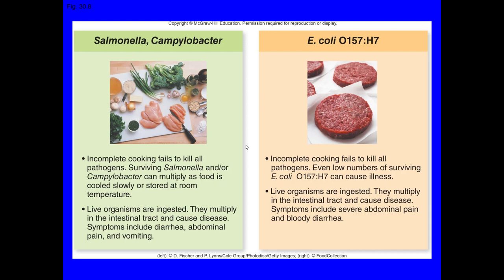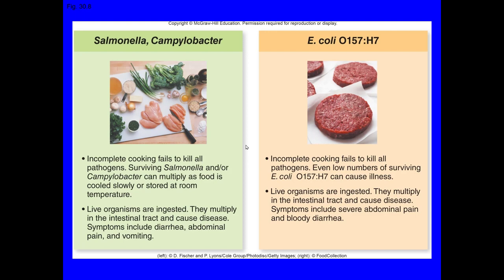Unfortunately, these organisms that survive can multiply again as the food is stored at room temperature, etc., after being cooked and after cooled down. If you consume the live organisms, they're going to multiply in the intestinal tract and cause disease. Symptoms include diarrhea, abdominal pain, vomiting, etc.